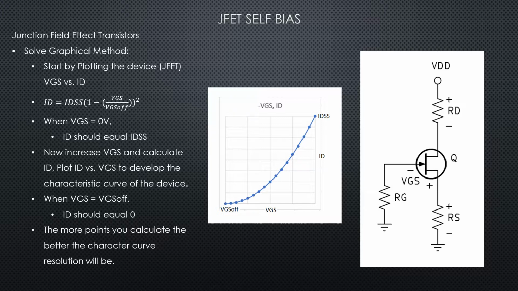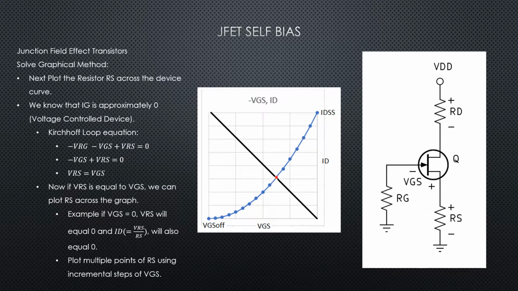So we're going to punch through, and I start with 0 for VGS and run through there. It should pop out your IDSS if you put 0 for VGS. Then move your way all the way to VGS off. So you've got VGS off over VGS off in the formula, and that should give you 0 drain current. And of course, the more data points that you plot, the better resolution you'll get on your characteristic curve.